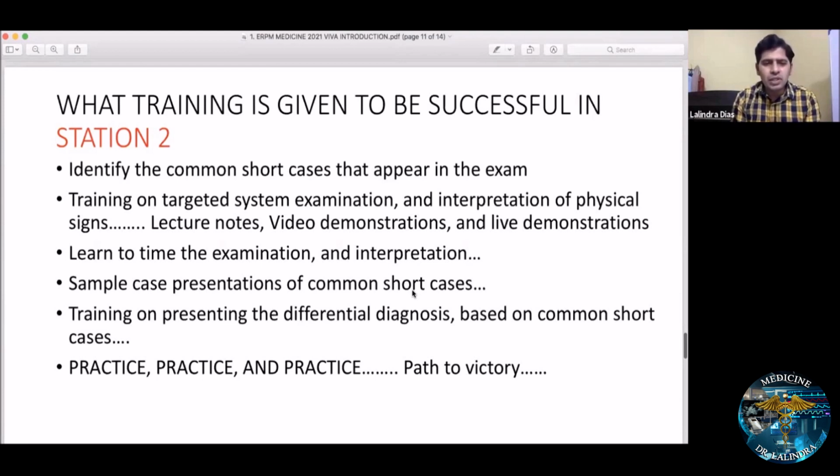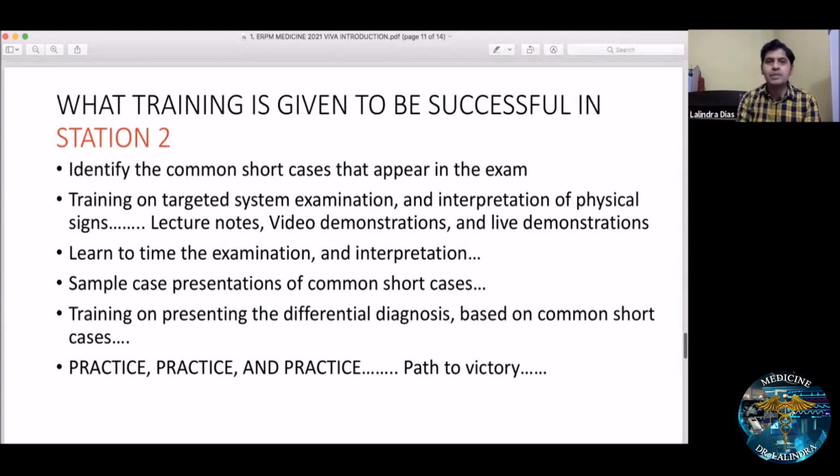I'll also teach you how to time the examination and the interpretation. And the most important one, the sample case presentations for all the short cases. For all the short cases, we'll be giving sample short case presentations. So the exam will be very easy for you, because you know what to present in the exam.